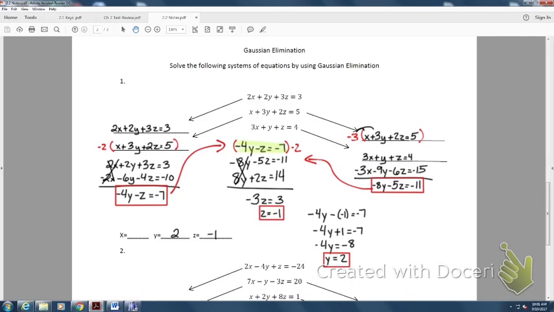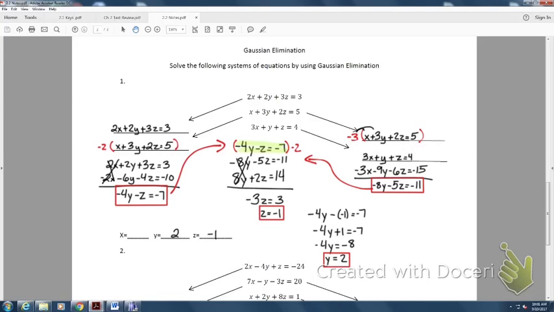Does it have to be a specific one of the equations you plug it into? Nope. I could have put this into any of these three. So now I'm going to take both of these, and as far as the ones I usually pick, I try to find the one with the least number of coefficients.